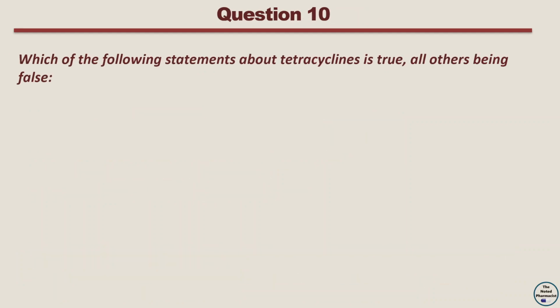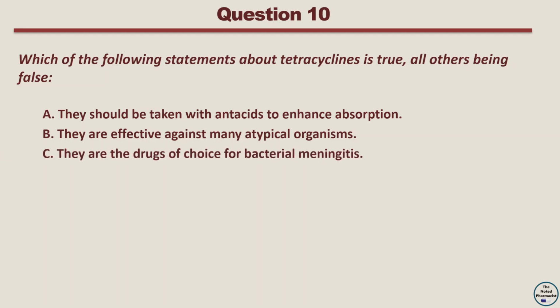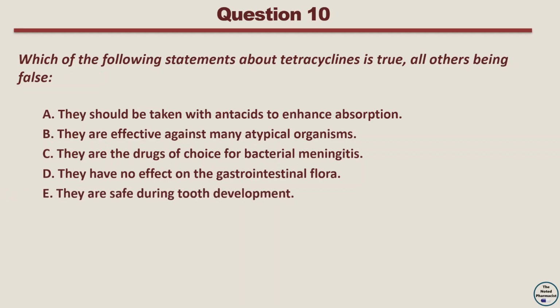Question 10. Which of the following statements about tetracyclines is true, all others being false? Option A. They should be taken with antacids to enhance absorption. Option B. They are effective against many atypical organisms. Option C. They are the drugs of choice for bacterial meningitis. Option D. They have no effect on the gastrointestinal flora. Option E. They are safe during tooth development.